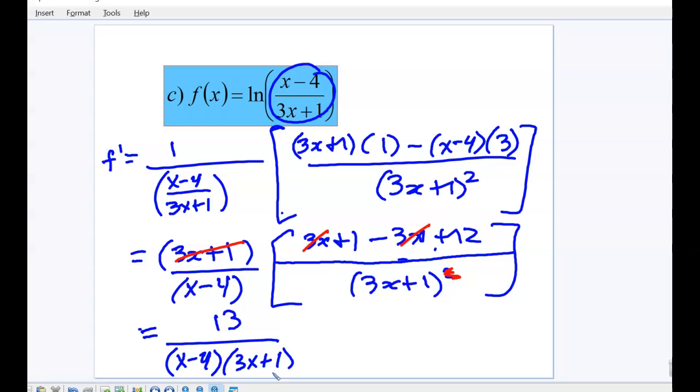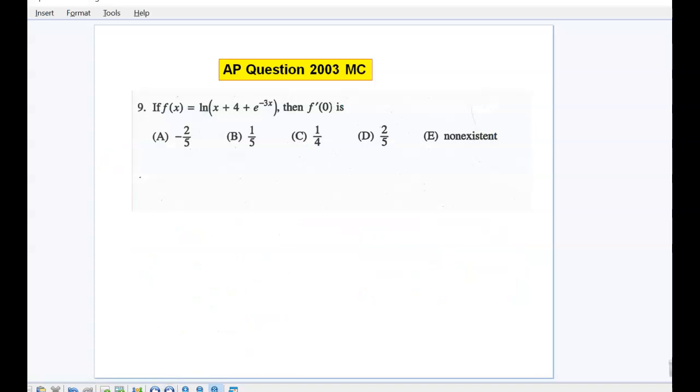One thing you want to be careful of when you do the 1 over, make sure you take the derivative of this inside and not this inside, because some people will flip it right away and they'll take the derivative of this as opposed to the derivative of what's in the original question.